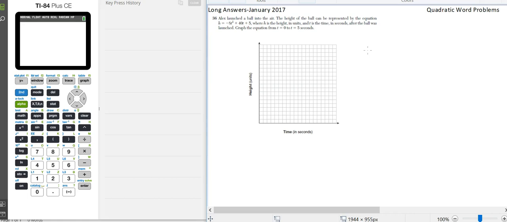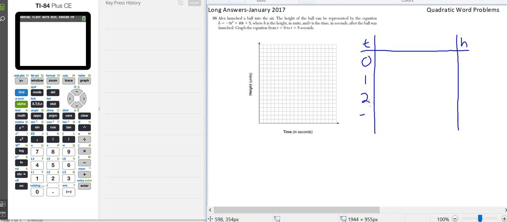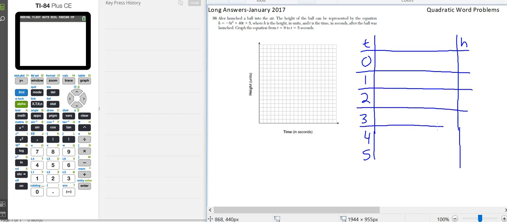So we have to make some sort of a table involving the t values, time values, and the h values, the height. And they told us which t values we're going to use. We're using 0, 1, 2, 3, 4, and 5. And we have to find the corresponding h values, the corresponding height values at each of these times. To do that, we're going to plug into the equation. Wherever we see a t, we're going to plug in the t value, and we're going to see what we get for h. So for 0, we have negative 8 times 0 squared, plus 40 times 0 plus 5.